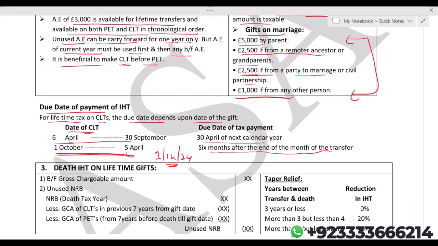Please answer, students. What is the answer, please? Students, I'm waiting. If the gift was made on 1st December 24, what will be the due date? Where is everyone? Or am I the only one? Yes, it will be 30th June. Perfect.